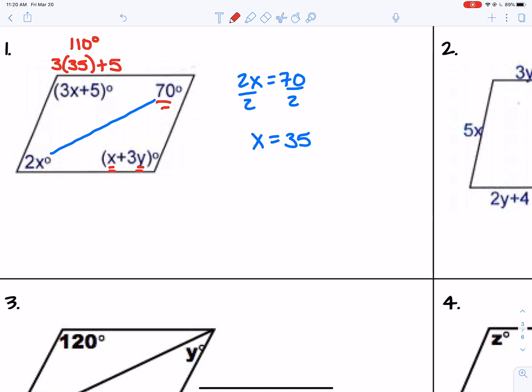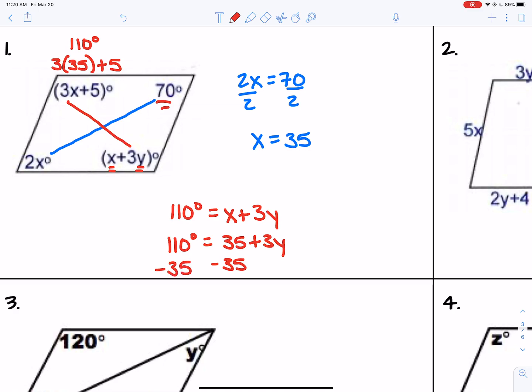But then you also know opposite angles are congruent. So we could say 110 degrees would equal x plus 3y. We know x equals 35, so we can go ahead and plug that in and just finish solving for y. So let's subtract 35. So I would have 75 is equal to 3y, and then we just need to divide by 3.